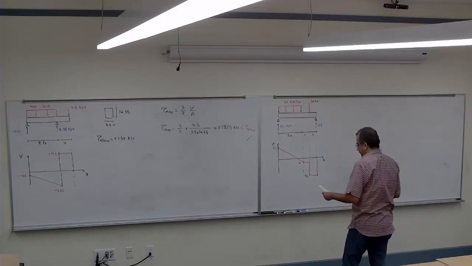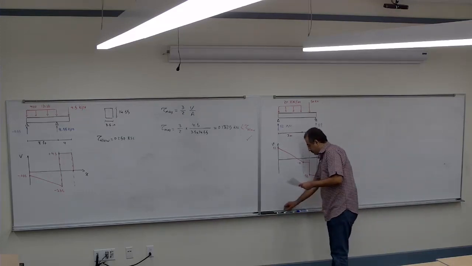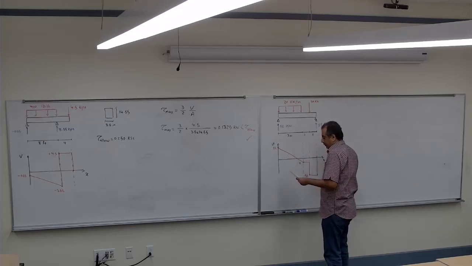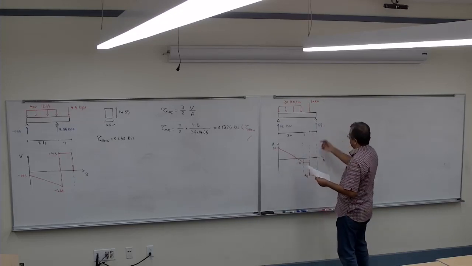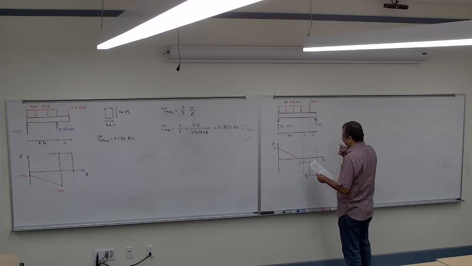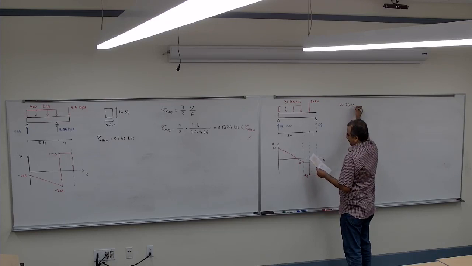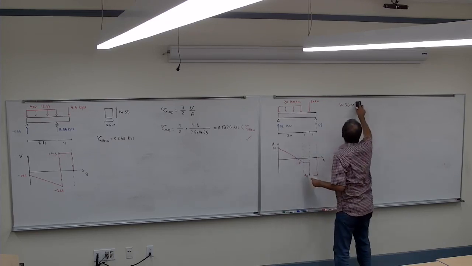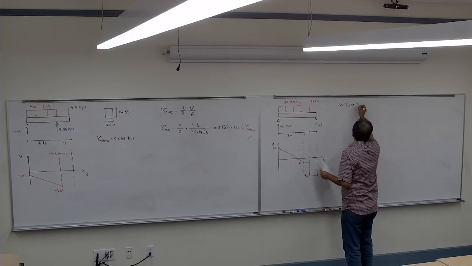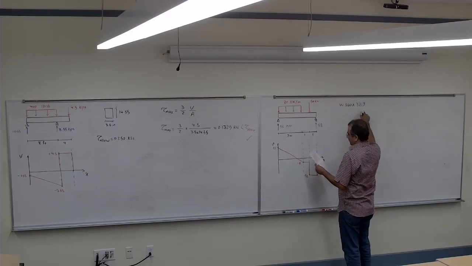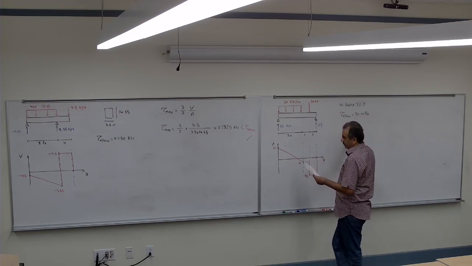Now, again, we designed it for the bending, and we came up with the W360 times 32.9. So that's the cross section we had, and the tau allowable is 19 megapascal. So I want to see if it works for the shear or not.